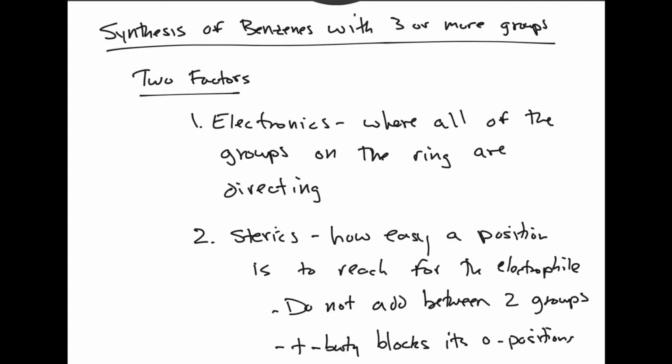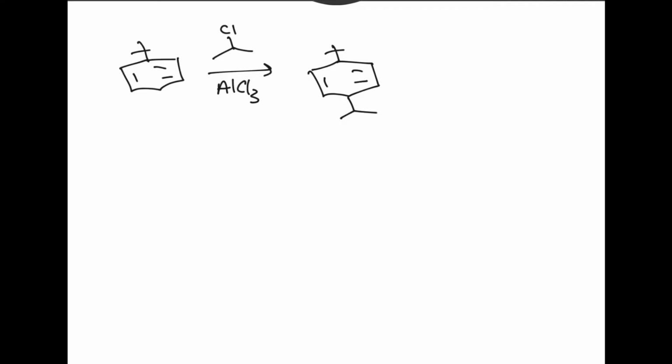The substituent is just too big, and the electrophile won't be able to get to those positions with the tert-butyl group there. So I'll just show an example of that because it's pretty easy. So you've got your tert-butyl benzene, let's say. We want to add isopropyl. Right, tert-butyl directs ortho-para. But because tert-butyl is so big, we can't add to the ortho positions. So we'll only get one product here. We'll only get the para product because the tert-butyl group is too big.